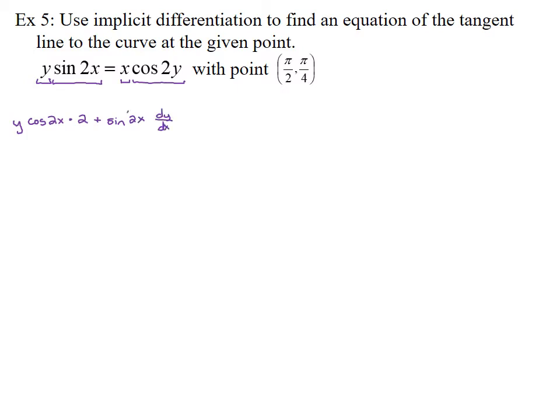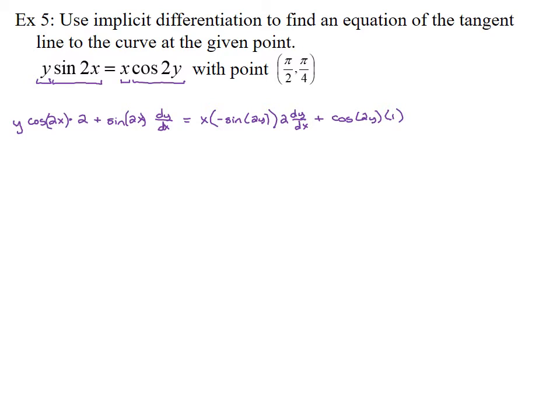I just realized, to make this look a little bit easier to follow, let me put my angles in parentheses. Apologize for that. That's the left-hand side. This is now equal to, do the product rule again. You're going to take x times the derivative of cosine 2y, which is negative sine of 2y times the derivative of 2y, which is 2 dy dx, plus cosine of 2y times the derivative of x, which is just 1.